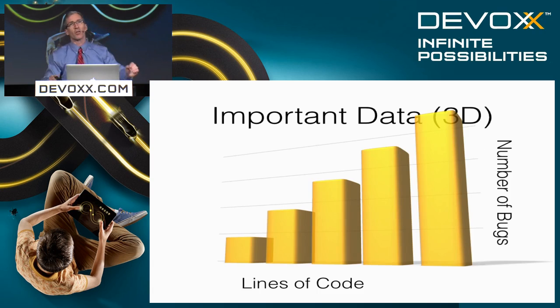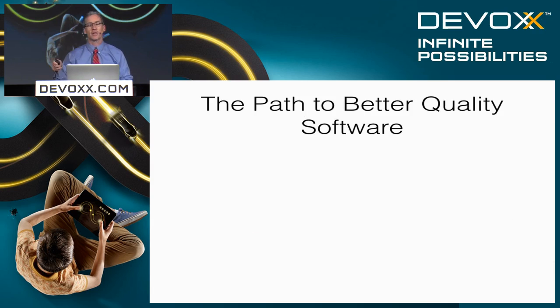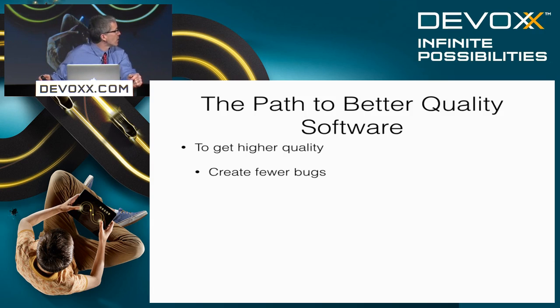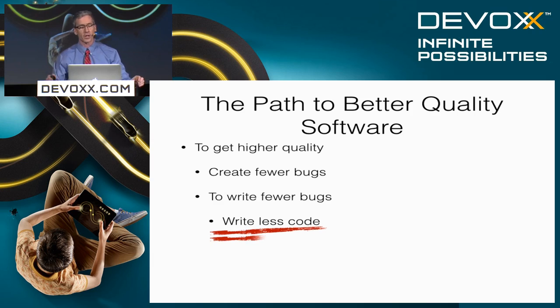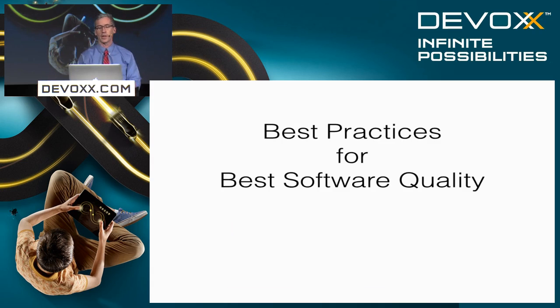And we can take another look at it, and it's still the same over and over again. Higher bugs, lower quality, more code. Okay, so I believe that the path to better quality software can be had like this. If you want higher quality software, you want to create fewer bugs, and if you want to write fewer bugs, you need to write less code. So let's take a look at some important software development practices for achieving that goal.